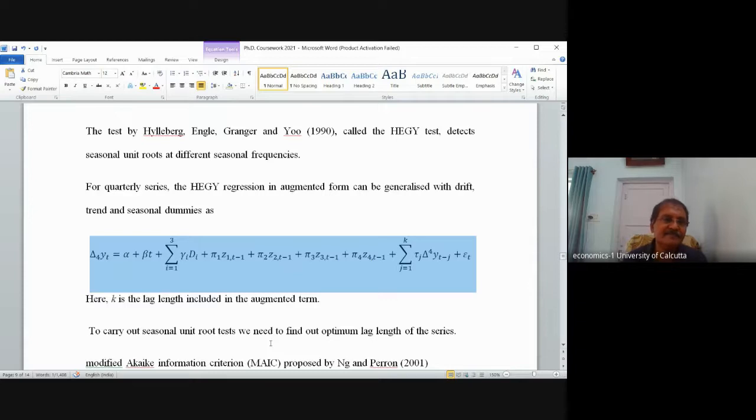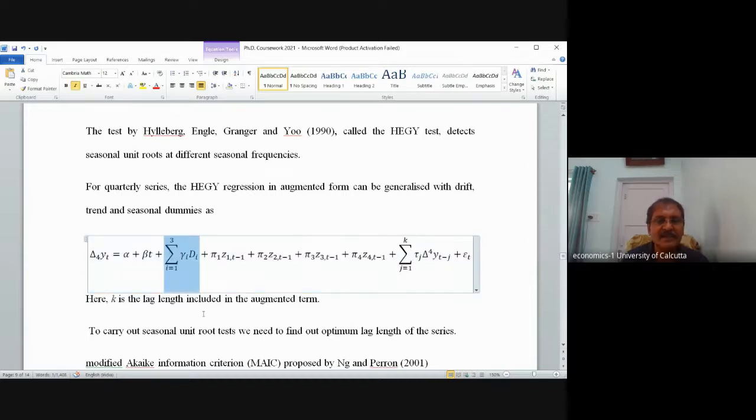Delta 4 Y_t, where 4 indicates quarterly, is equal to alpha plus beta into t. Alpha is the drift parameter. Beta into t is the presence of a deterministic trend, non-seasonal, plus gamma_i D_i. D_i indicates seasonal dummy. So this part captures the deterministic seasonality, and the remaining part is relevant for the stochastic seasonality.